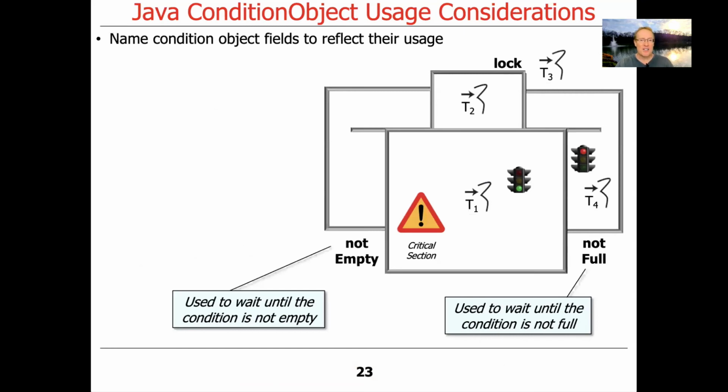Another thing to remember is you should strive to name the condition object fields to reflect their usage. As you see, we had a not empty condition and a not full condition. The not empty condition was used to wait until the queue is not empty, and not full is used to wait until the queue is not full. I think that's pretty intuitive, but it's a good thing to get in the habit of remembering that you're waiting for the condition to not be something.